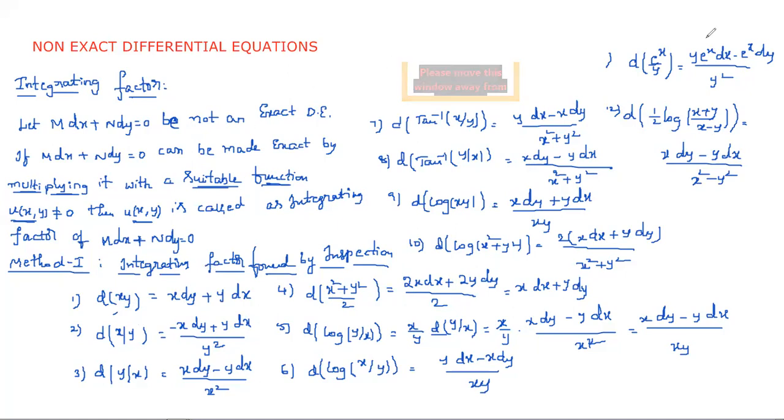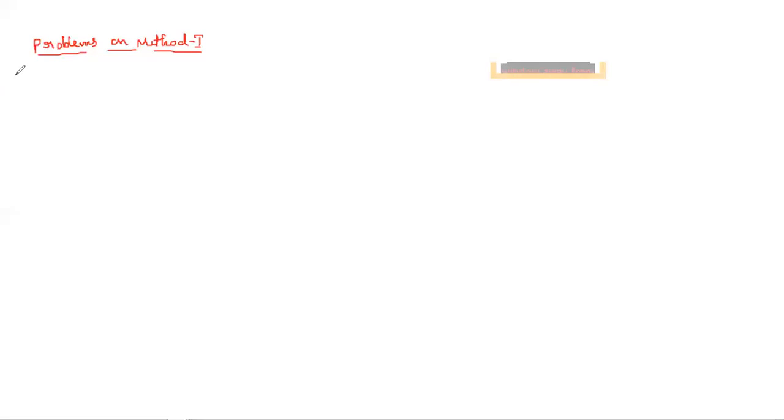Okay, so the first one: solve y into (2xy plus e power x) dx is equal to e power x dy. Solve y into (2xy plus e power x) dx is equal to e power x dy. Now we are going to solve this one by using the inspection method.